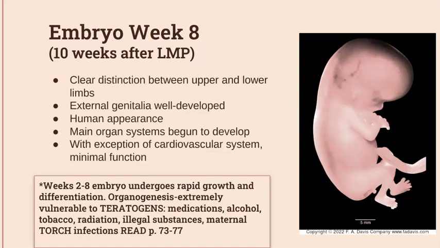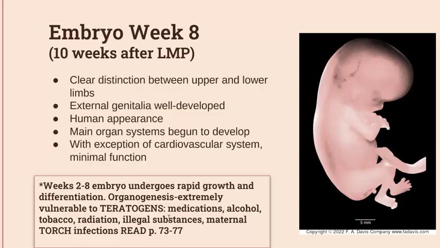By about 10 weeks after the last menstrual period, there's a clear distinction between the upper and lower limbs. External genitalia has developed, there's a human appearance, and the main organ systems have begun to develop. With the exception of the cardiovascular system, they have minimal function. So weeks 2 to 8, again, that embryo undergoes rapid growth and differentiation. It's a time period called organogenesis. It's extremely vulnerable to teratogens such as medications, alcohol, tobacco, radiation, maternal TORCH infections.